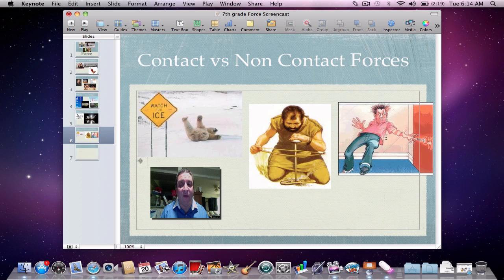However, with a non-contact force, you don't actually have to touch. This guy's finger doesn't actually touch the doorknob, but he definitely feels the force here. Gravity is another non-contact force. You can move magnets without actually touching them with other magnets. That's a non-contact force. So there are forces where you touch, and there are forces where you don't touch.